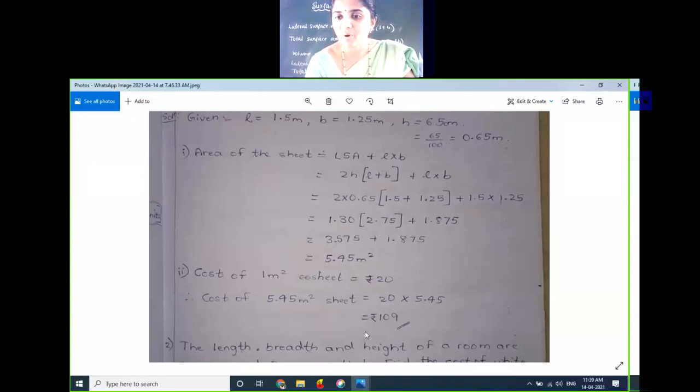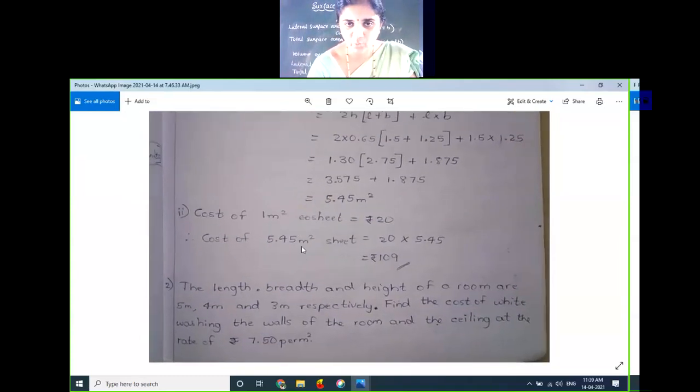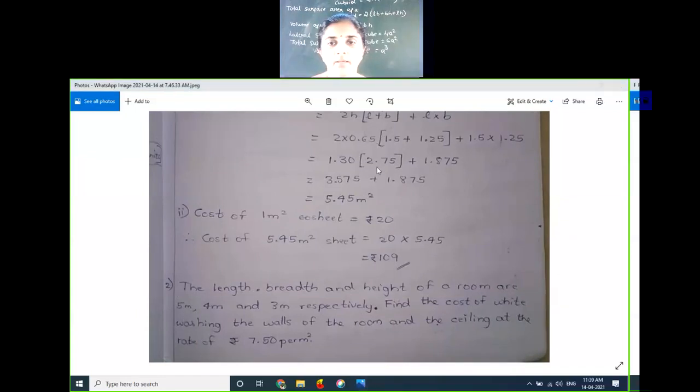I think you have got the idea of this problem, students. Can we move to the next one? Yes, the calculation and all you have to solve by yourself. Okay, we'll move to the second problem. Now just look at the second question. Yes, students, the second question is like this.